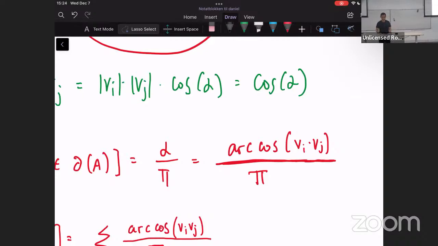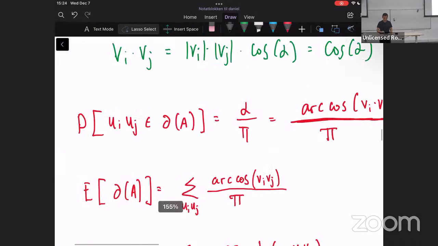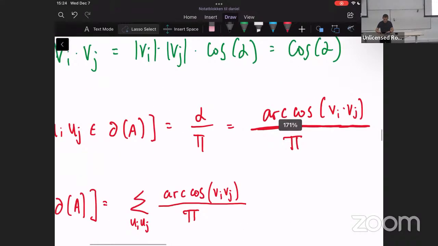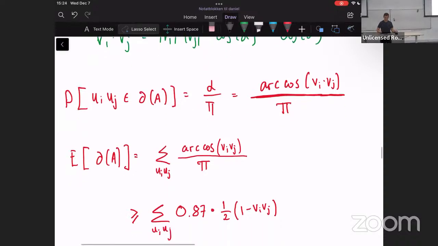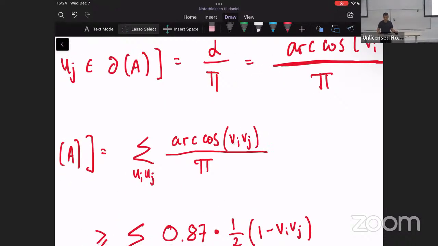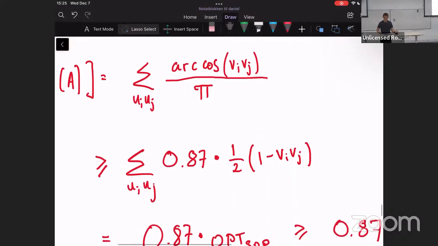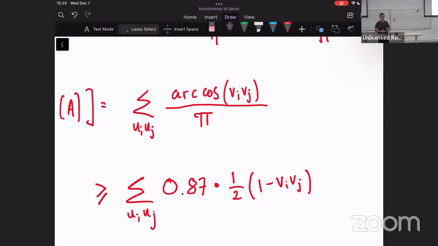Okay. So now let's write our expectation. Remember that the probability that ui uj is in the cut is arc cosine of vi dot vj over pi. And the reason we were figuring out this probability was that the expected size of the cut is the sum over all edges in the graph of the probability of them ending up in the cut. So this is nothing but the sum over all edges ui uj of arc cosine of vi dot vj over pi, which I will shortly show to you is at least 0.87 times 1/2 (1 minus vi dot vj).